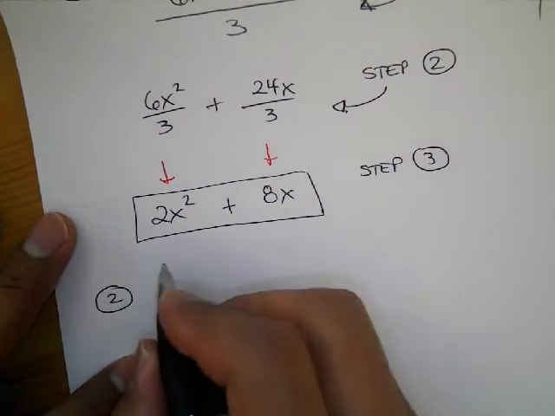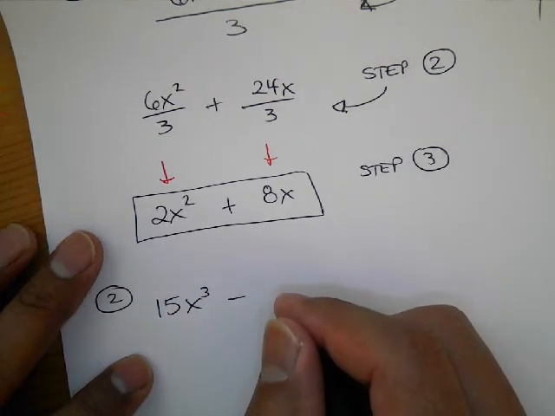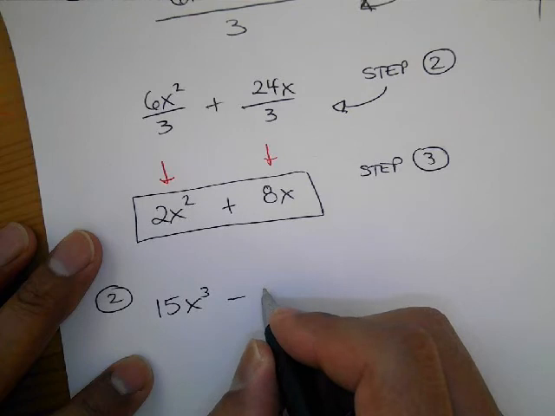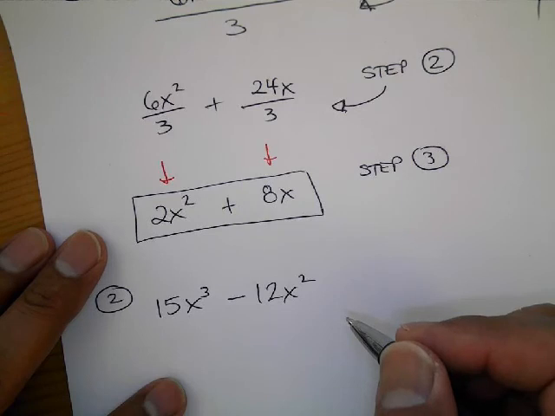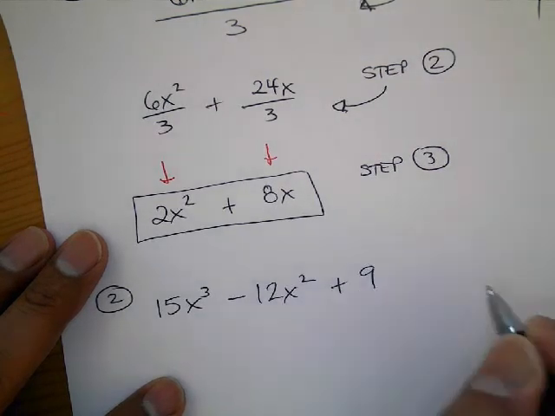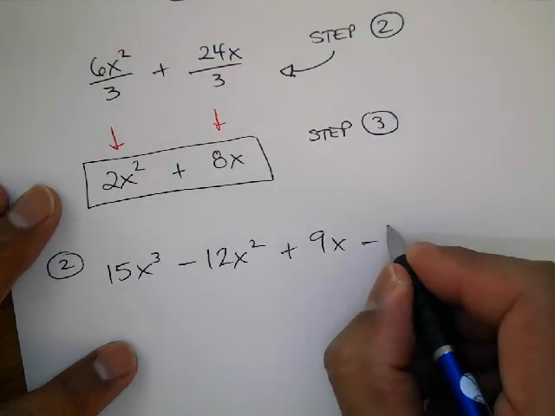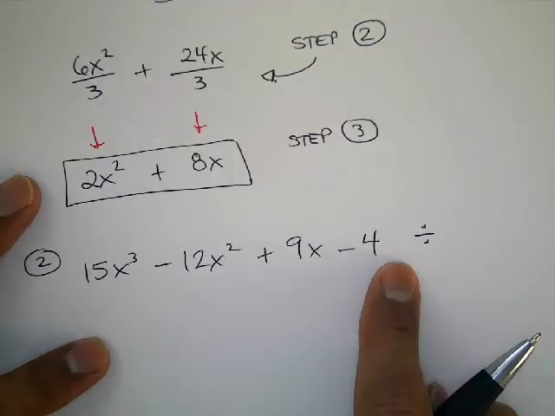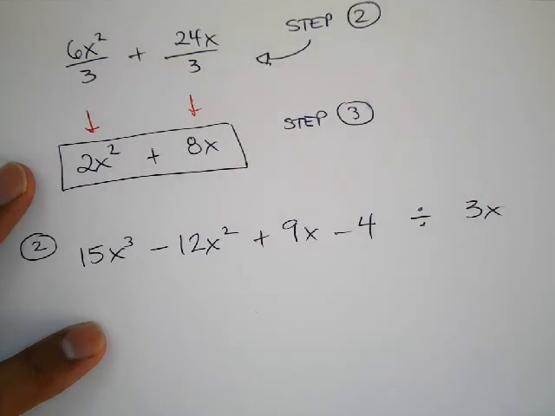Okay, so I'll have something like 15x cubed minus 12x squared plus 9x minus 4. That divided by 3x.